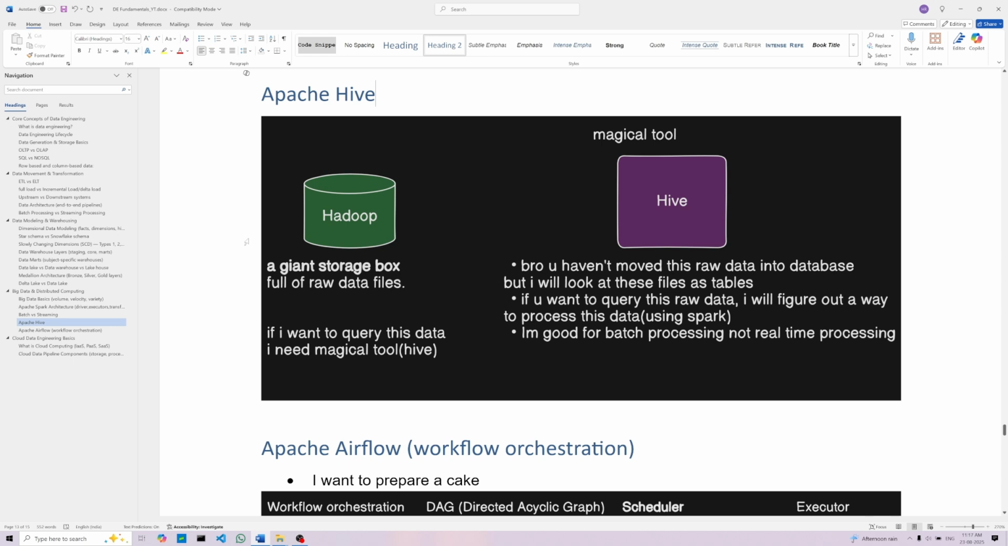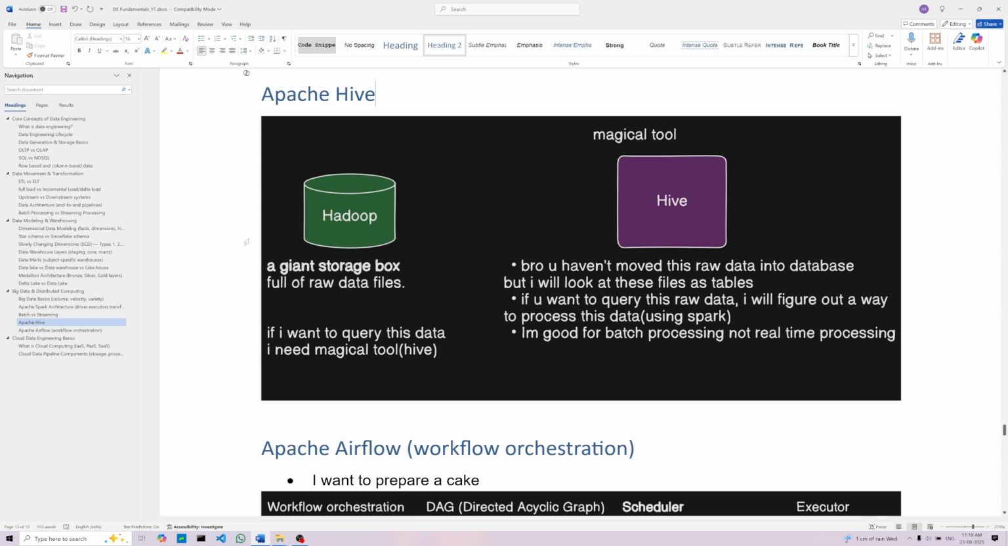So let's say, what if I want to query this raw data? If the data is in tables, we can easily query it using SQL. We all know that, right? But what if it is raw data? How can you query it? For this, you need one magical tool called Apache Hive.